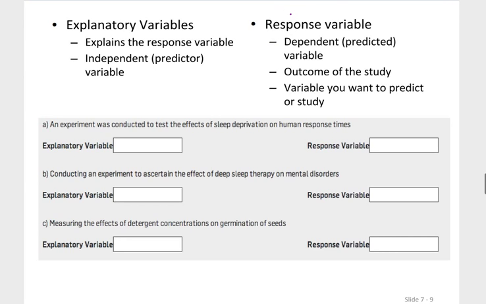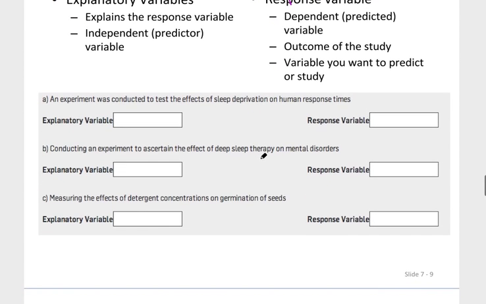Okay, so response, or I should have written on here predicted, is the other word that I want you to remember. Okay, so here I have some examples. I'll do the first one and then I'll pause the video and you can do the others. Okay, and in your question you're going to be doing some more explaining instead of just choosing which one.